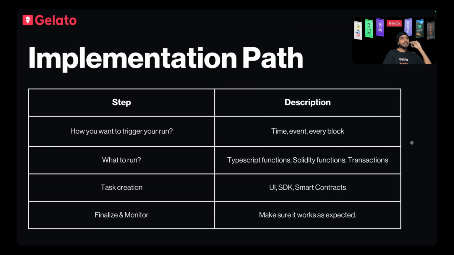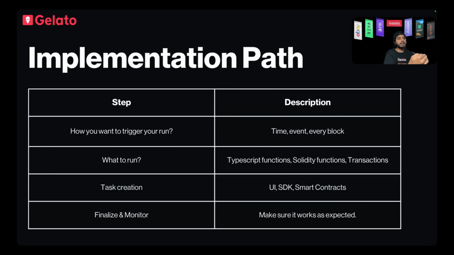All right, about the implementation path, how would you go ahead and implement this? Firstly, you have to think about how often you would like to trigger your run, right? Like I previously mentioned, this could be a time-based trigger, an event-based trigger, or a trigger every block, right? And based on these triggers, you can actually mix and match.